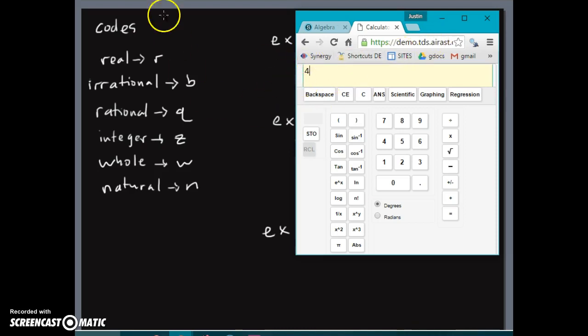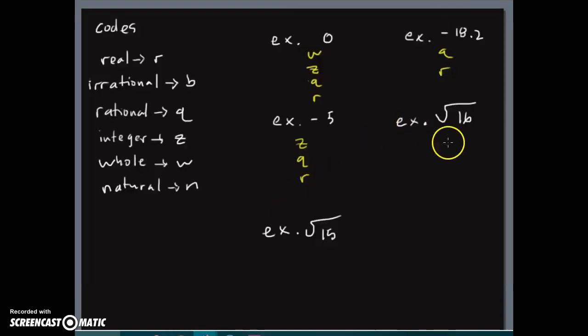So now we've got to figure out, okay, where does 4 belong? Well, 4 is a counting number. And I know that all counting numbers are natural numbers, also whole numbers, integers, rational numbers, and real.